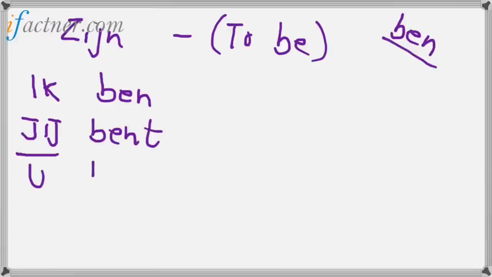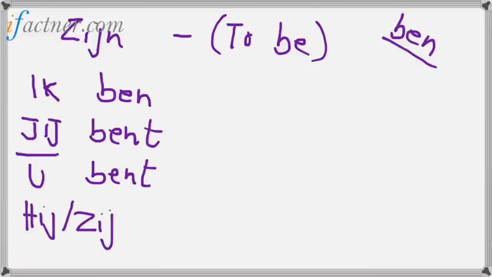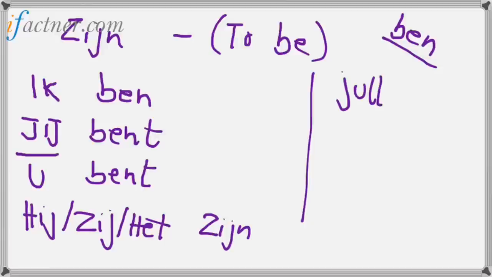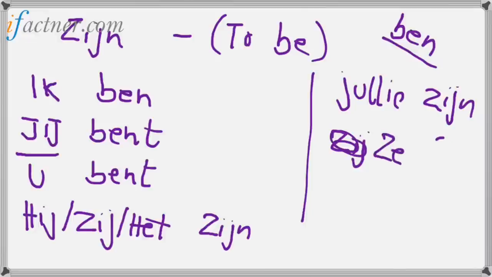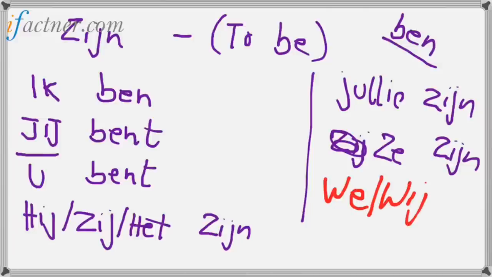U. Bent. Hi. Ze. Het. Sein. He, she, it, is. Then we have got Juli. Sein. Sie sein. And wir sein.